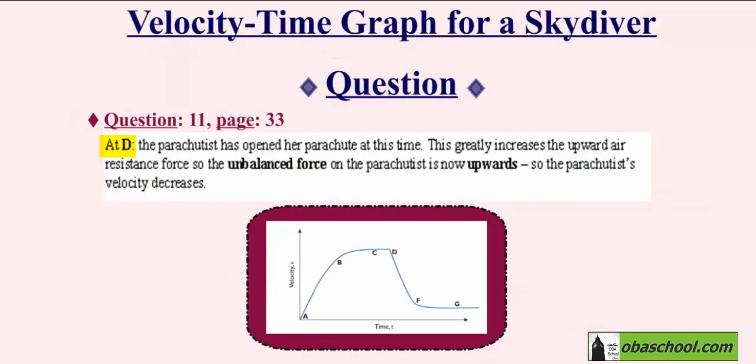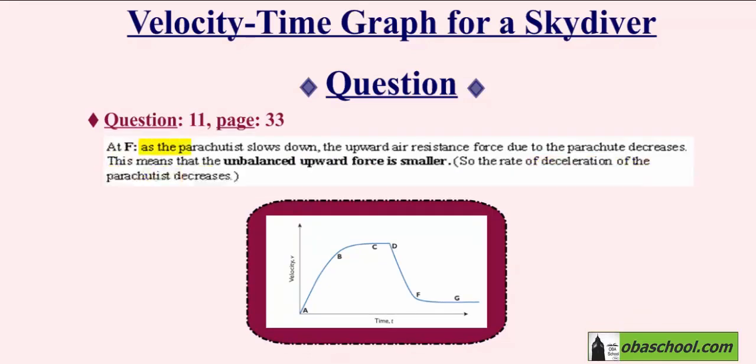Let's move on to point D. Here the parachutist has opened her parachute at this time. This greatly increases the upward air resistance force, so the unbalanced force on the parachutist is now upwards. So the parachutist's velocity decreases. We have at point F, as the parachutist slows down, the upward air resistance force due to the parachute decreases. This means that the unbalanced upward force is smaller, so the rate of deceleration of the parachutist decreases.